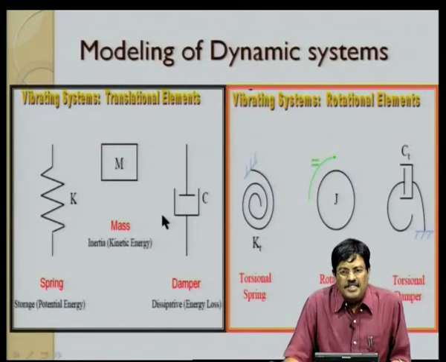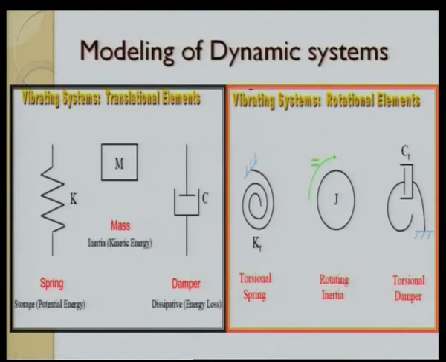If it is a rotational element, as in the case of a shaft or any rotational member for which we need to study the vibration, the rotational stiffness is represented by a helical spring of constant kT. The rotational inertia is represented by a circular element with the coefficient J, which represents the mass moment of inertia, and a damper, again a viscous damper, which is called the torsional damper.